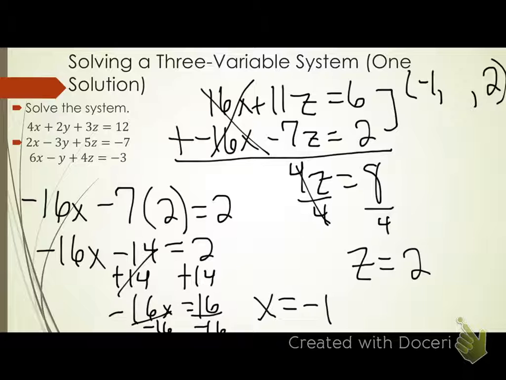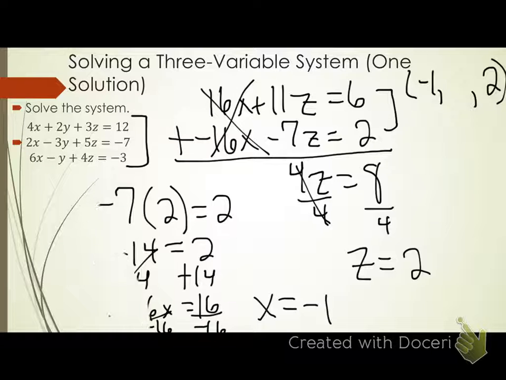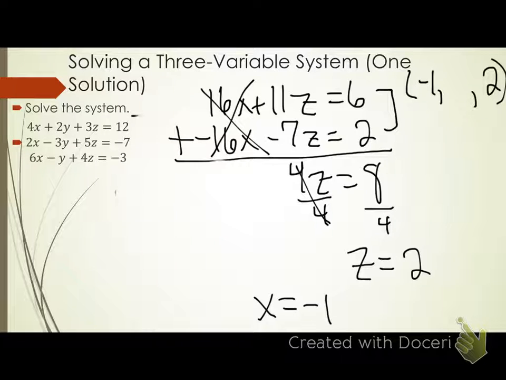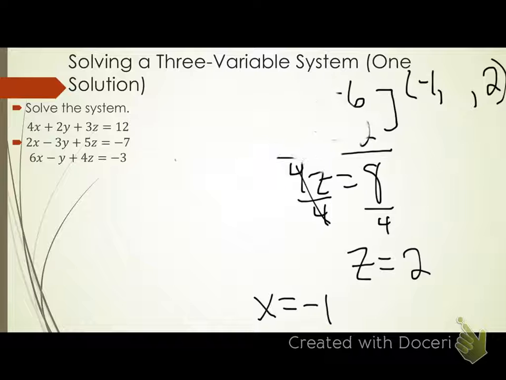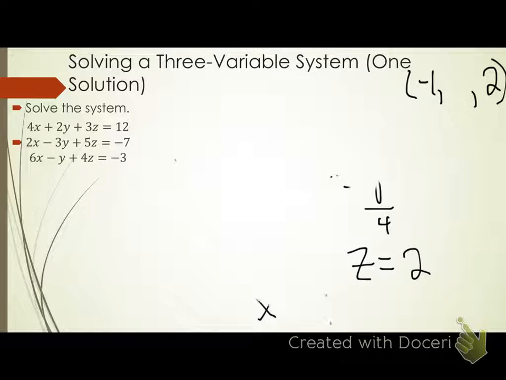So I now know x equals negative 1, z equals 2. Now I can plug both of these values into one of my original equations over here to get my y variable. So once again, I'm going to erase to give me some more room. I can just pick any of these three equations to plug into. I'm just going to use the top one.